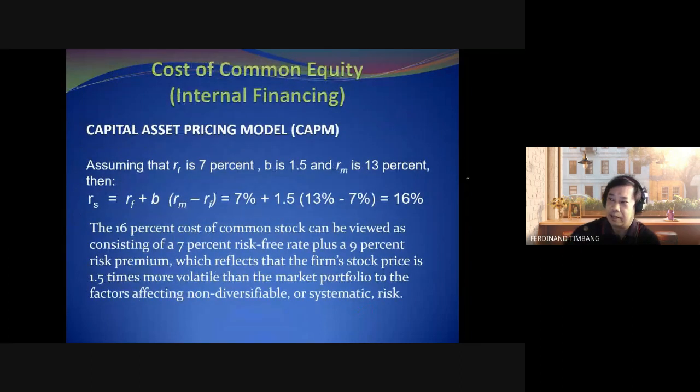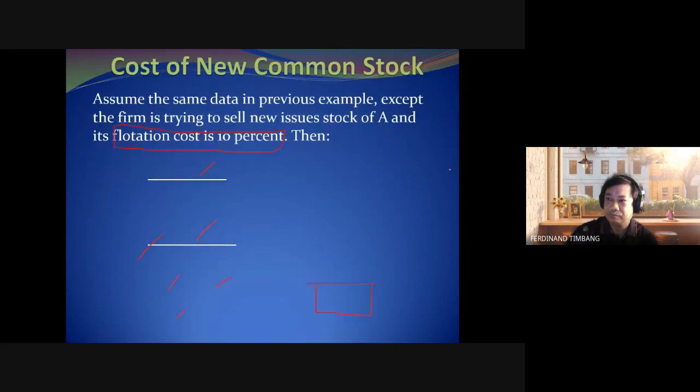Ito pala, ang ginamit ko yung capital asset pricing model. Kasi pwedeng capital asset pricing model ang gamitin, no? Pwedeng yung bond plus approach, pwede yung constant growth model. Pero in this case, I use the capital asset pricing model. So 16%, no? Kaya punta na tayo roon.